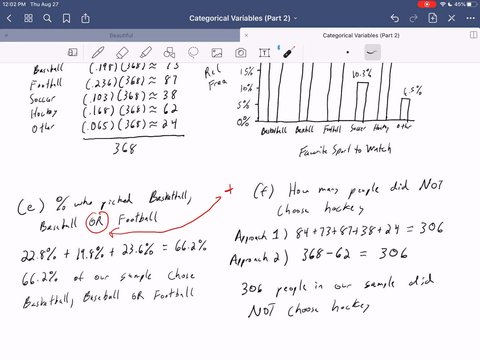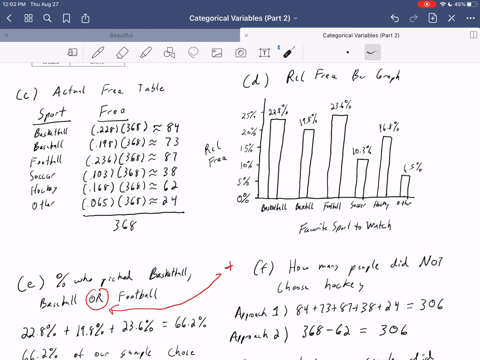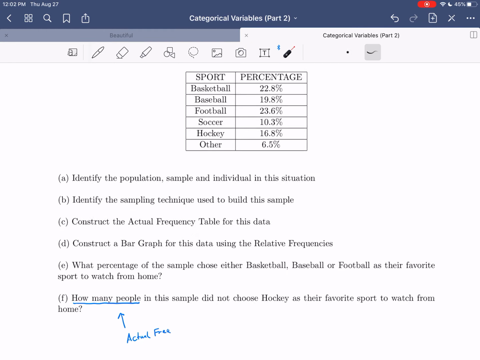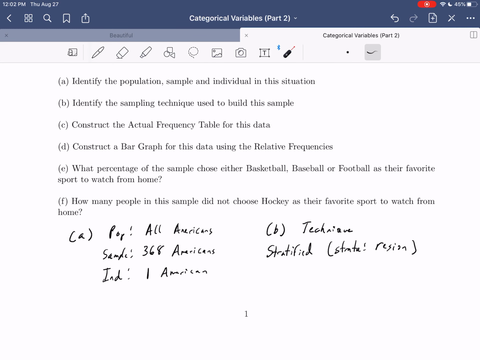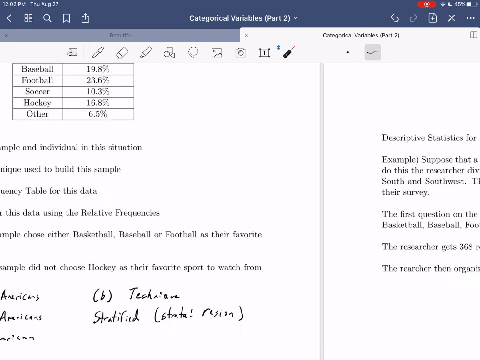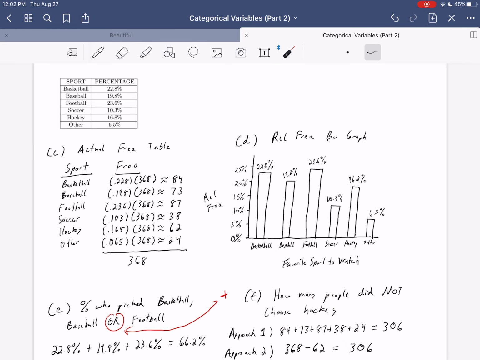The point of this example here was first to, again, just make sure we're comfortable with those basic diagnoses, population, sample, individual, as well as the sampling technique. That's the fundamentals of the language we're building together here. Then we also talked about how to convert from relative frequency to actual frequency. So if you put this together with the previous video's example, you now know how to go back and forth between actual and relative frequency.